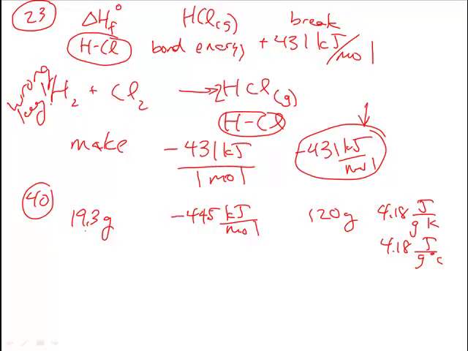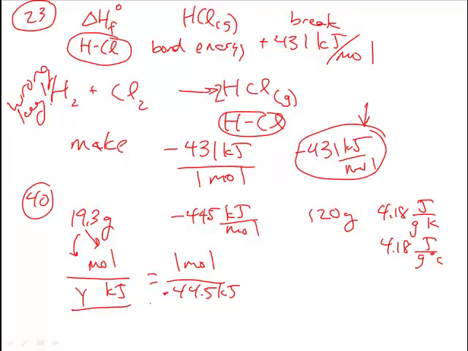So the first thing we have to do is convert the 19.3 grams into moles. Once you have the moles, then you can solve for the kilojoules using 1 mole is proportional to 44.5 kilojoules being released. So we take 19.3 and divide it by 40 grams per mole. This equals 0.4825 moles. Multiply that by 44.5, and this gives us an energy value of 21.47 kilojoules.